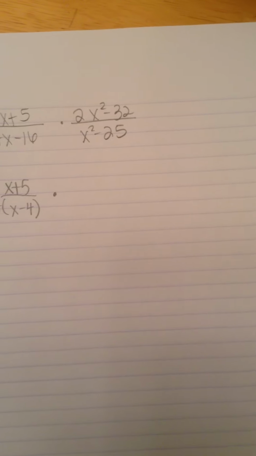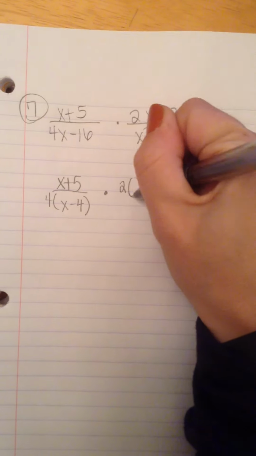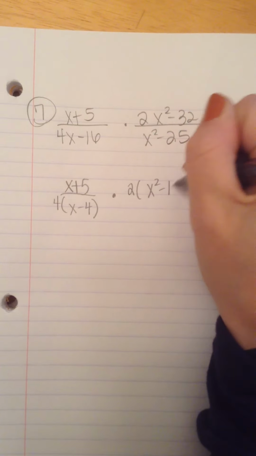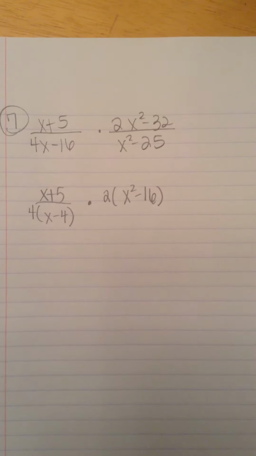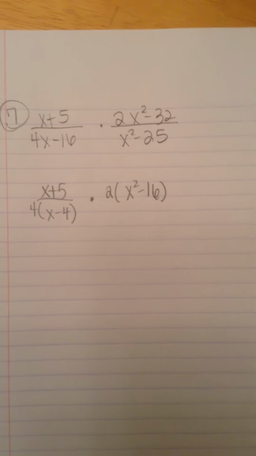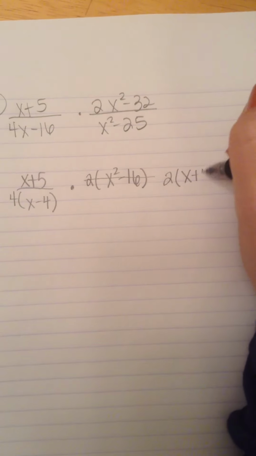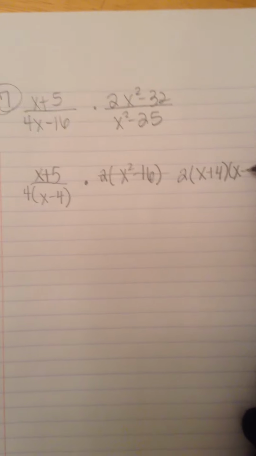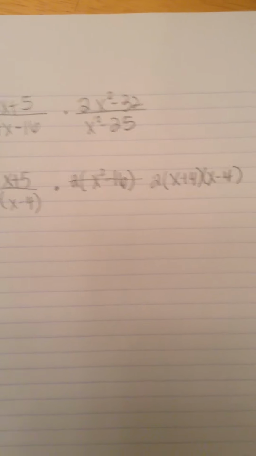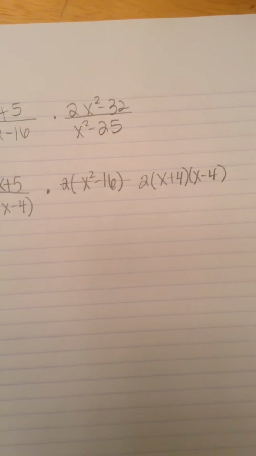I can take out a GCF of the numerator and take out a 2. I have x squared minus 16. Then I can factor this again further and make it 2 times x plus 4 and x minus 4, because x squared minus 16 is a difference of squares.